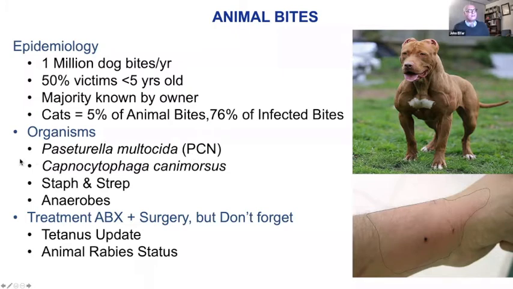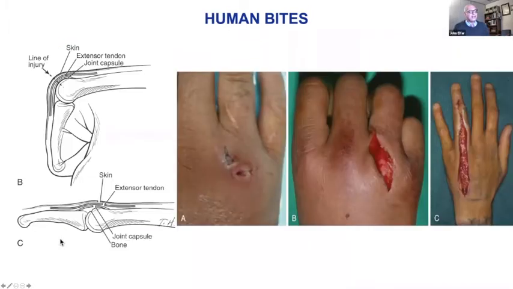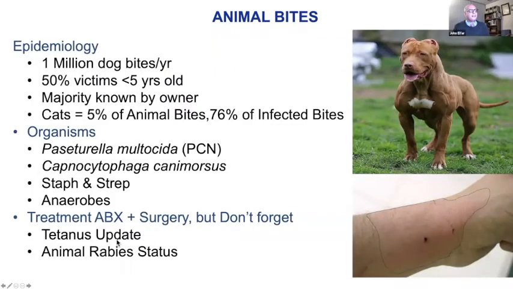This is a cat, a very classic cat question. The other versions of bacteria that come up in these questions are much less common. I still answer staph after Pasteurella when I'm asked a question about this on a test. The treatment is antibiotics and surgery, but don't forget that tetanus update or the animal rabies status. You got to ask about that because those are bigger problems than simple infections.